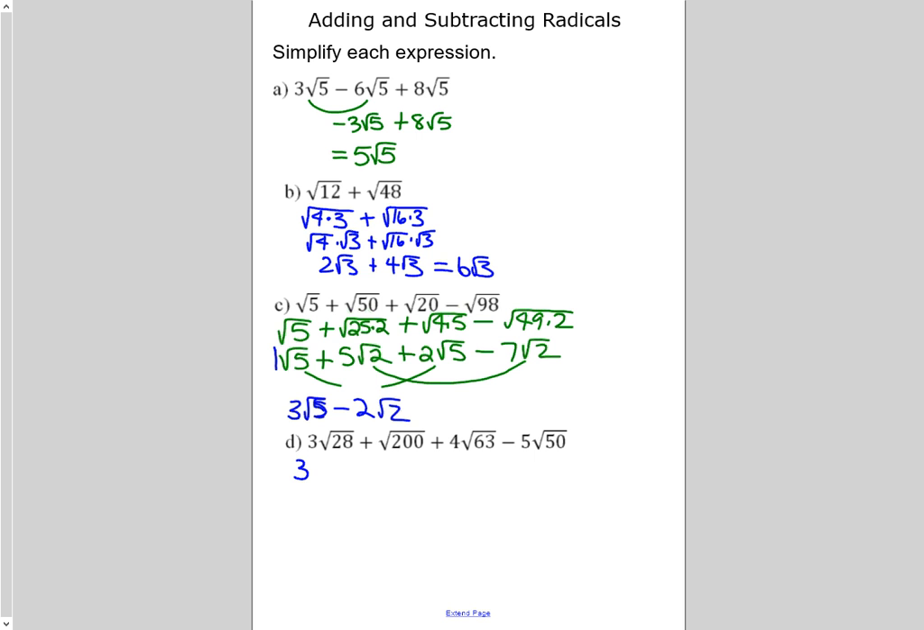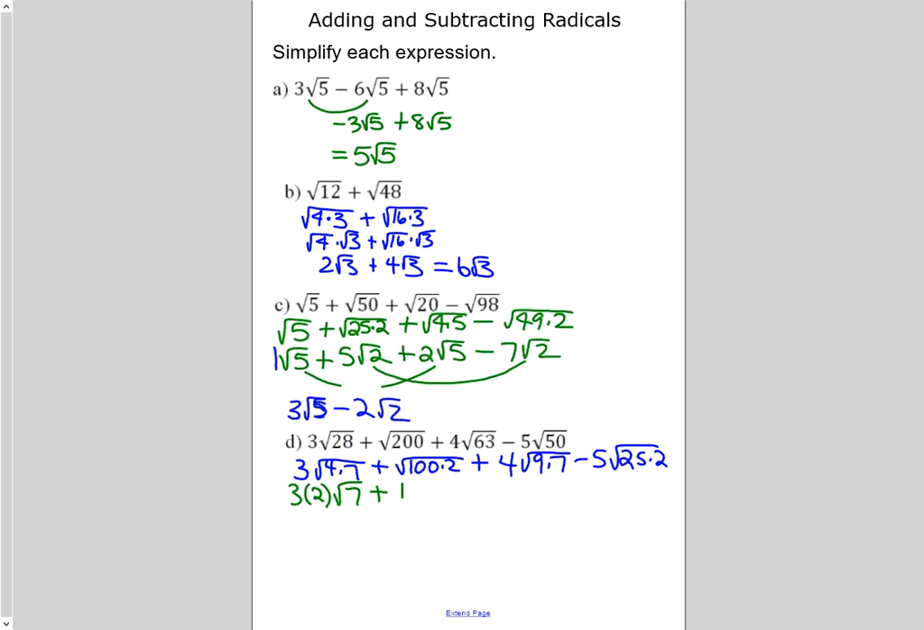So 3, now 28 is going to be 4 times 7. 200 is going to be 100 times 2. 63 is going to be 9 times 7. And 50 is going to be 25 times 2. Okay. So the square root of 4 is 2, so I'm going to put that 2 in brackets beside the 3 that's already out front. The brackets remind me that I'm going to multiply. And then the square root of 7 stays.